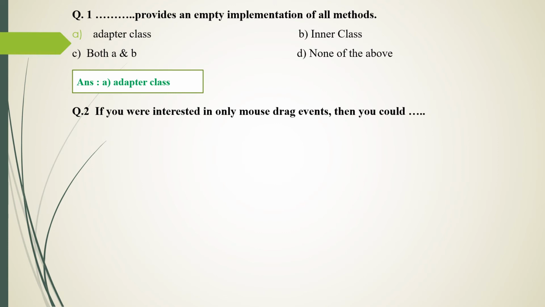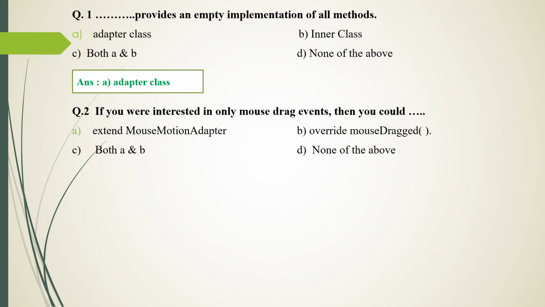Next question, if you were interested in only the mouse dragged event, then you could, options are first A extend MouseMotionAdapter, option B override mouseDragged, third option both A and B, and last option none of the above. As we see, the answer of this question is both A and B. If you were interested in only the mouse drag event, then you could first extend the MouseMotionAdapter and then override the mouseDragged method.